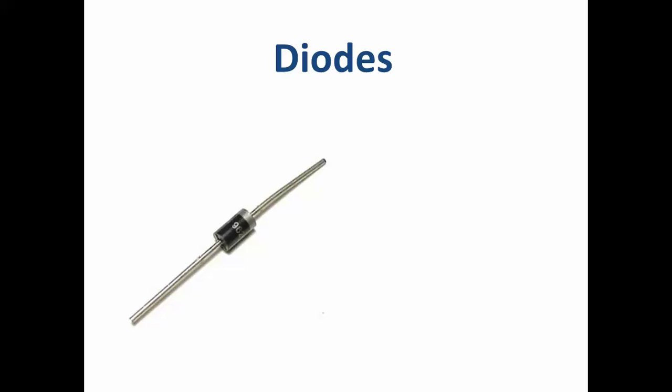A diode is an electrical device that will allow current to flow in only one direction. It's like a one-way valve. So here's our basic signal diode, small signal diode. We've got two connections to it. One is called the cathode and the other is called an anode.